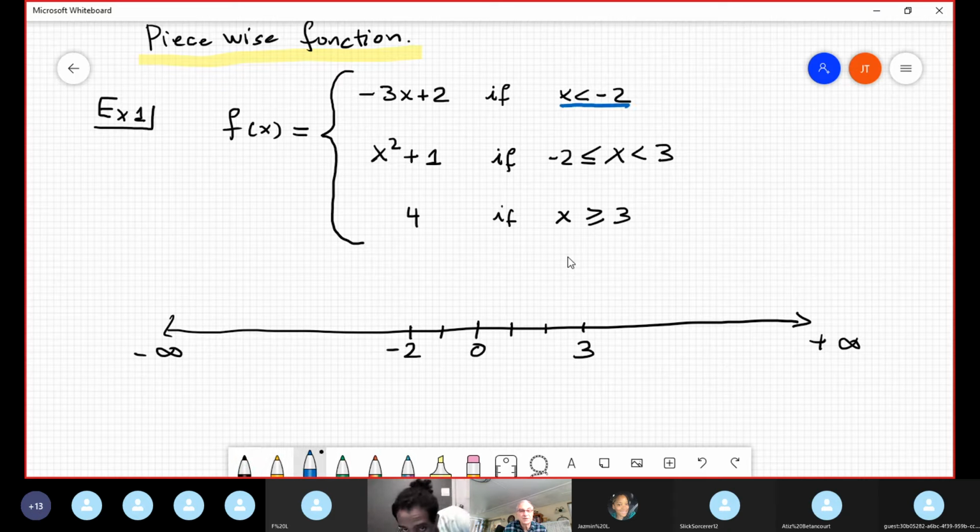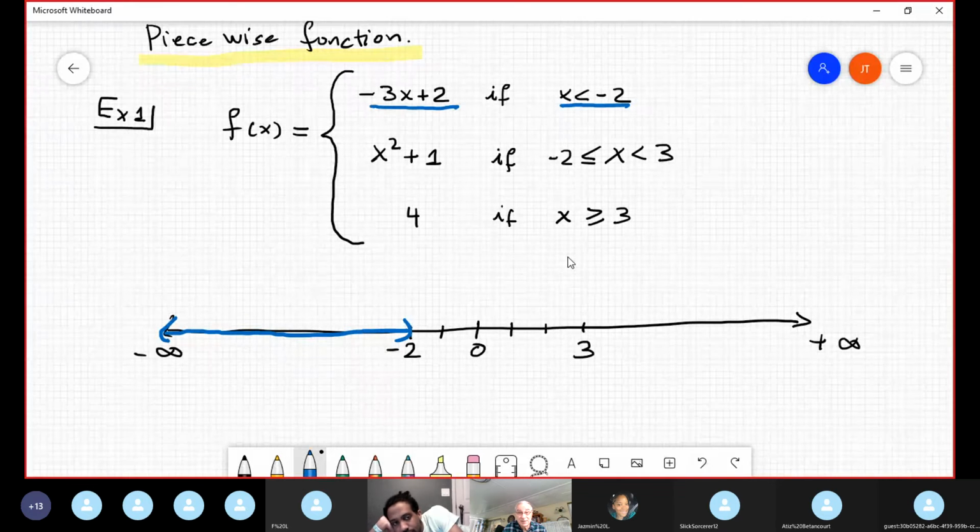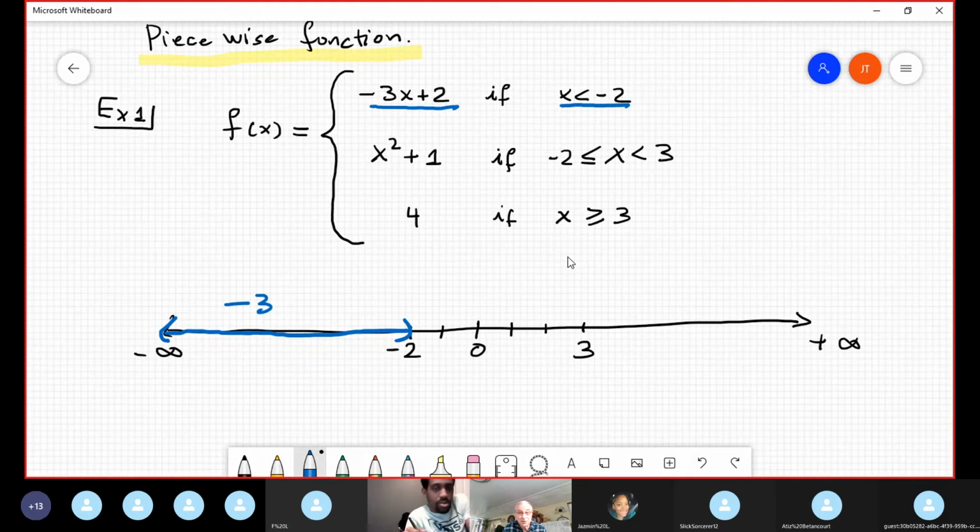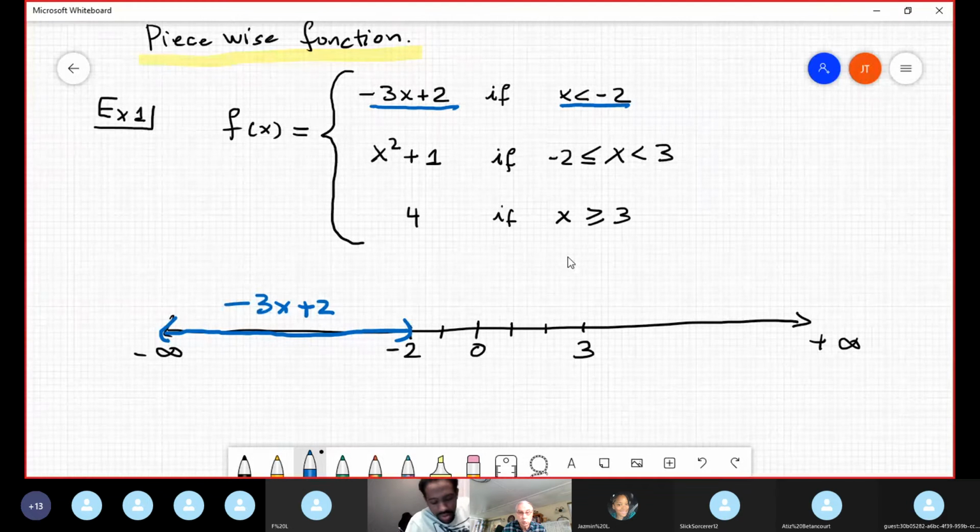Blue is this. Not included -2. So the symbolic way to indicate this idea is parentheses, not bracket. The formula is this. The formula value is -3x + 2. See, if our value of the domain belongs to this interval, blue, you use that formula, blue.